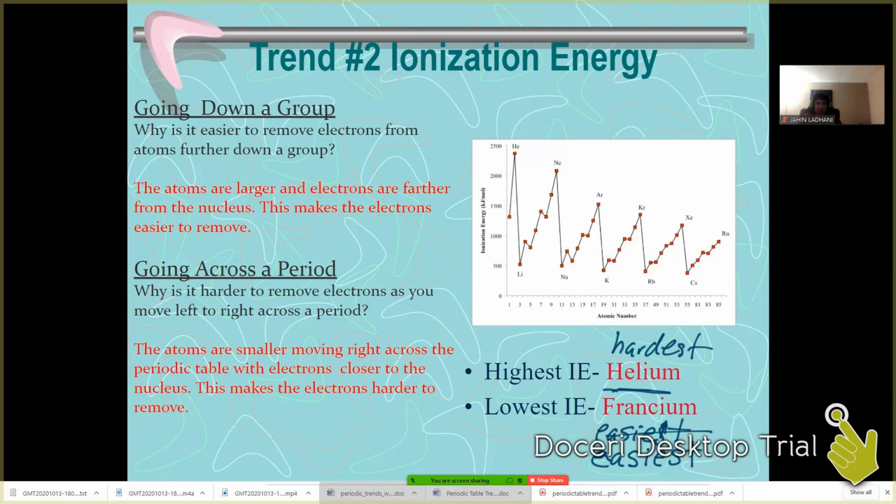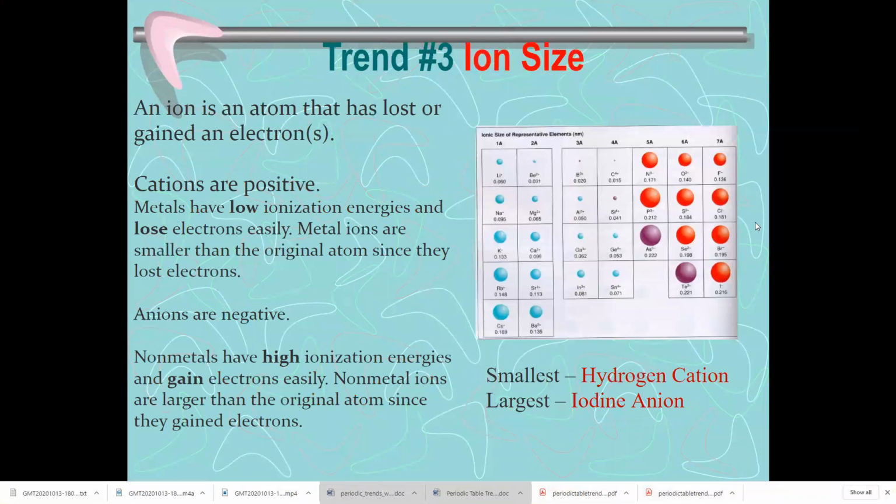So your trend is that it gets harder as you go up a group or as you go across the period. That would be your trend, that with arrows you would want to put there. It gets harder as you go up a group because the atom is getting smaller, less energy levels, so the electrons are held tighter. It's getting harder as you go across the period because more protons, so Zeff is higher, or the effective nuclear charge. So once again, the electrons are held tighter.